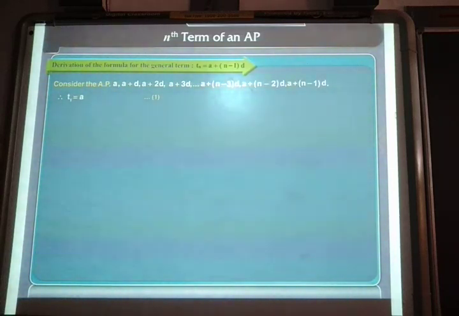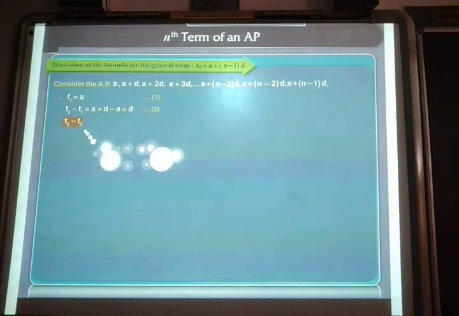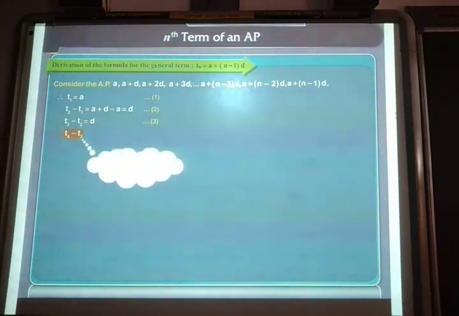What is T2 minus T1? T2 minus T1 is a plus d minus a, which is equal to d. Since it's an AP, the difference between any two consecutive terms must be the same. Therefore, T3 minus T2 is equal to d, T4 minus T3 is equal to d, and so on.